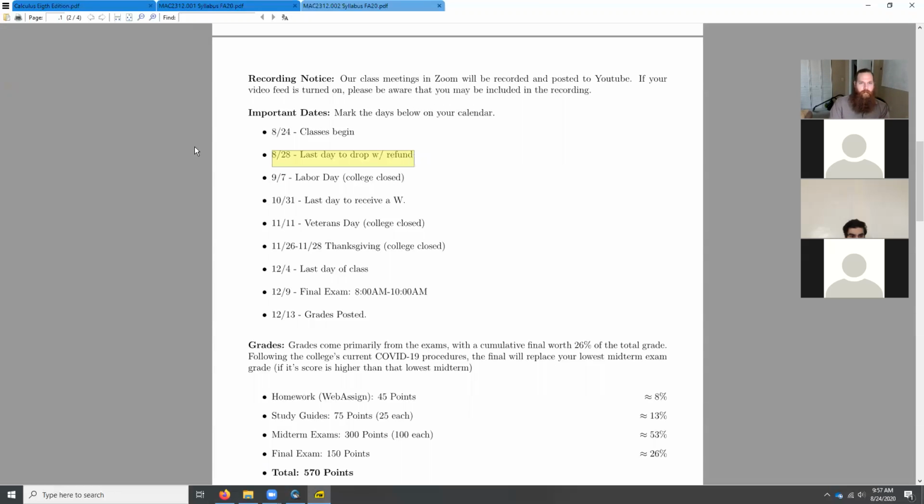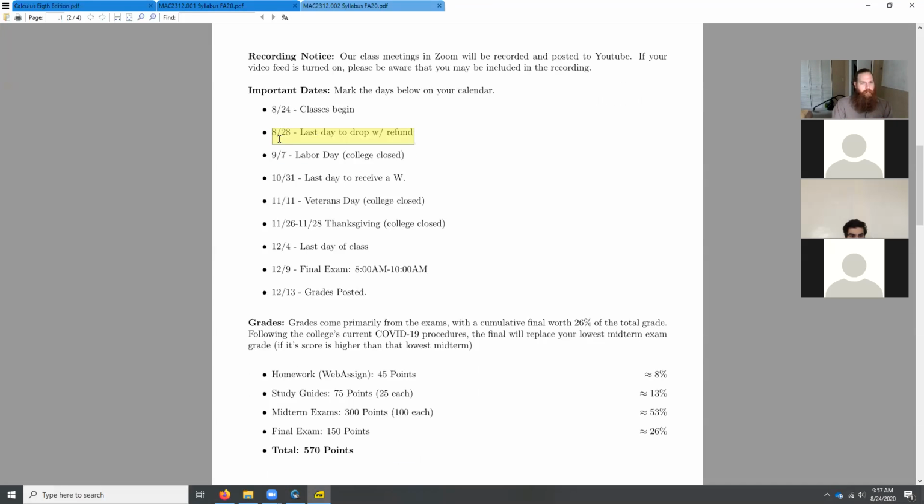You decide, you know, you hate this format, or you hate me, or you hate calc, or whatever. You just don't want to do this right now. I totally understand. Last way to get out of here with your money back and nothing on your transcript is the 28th, which is this Friday. Labor Day, college will be closed, so we will not have a class meeting on that day. I think that is a Monday.